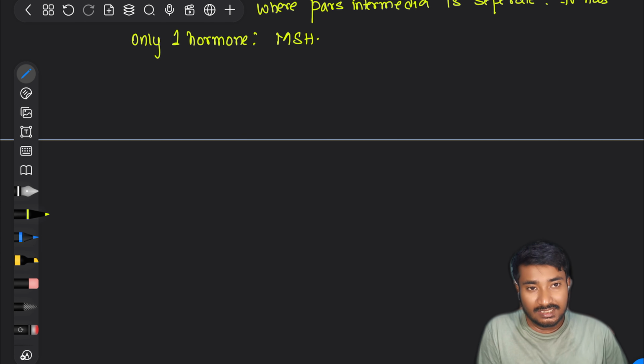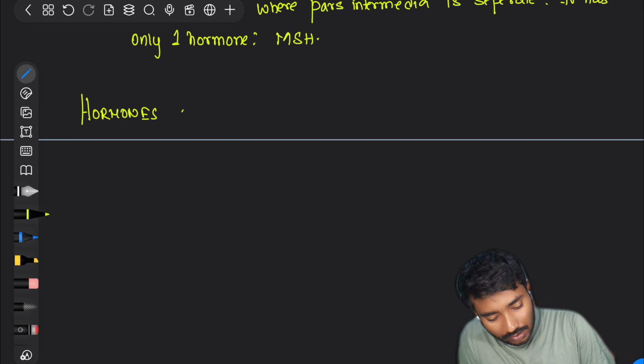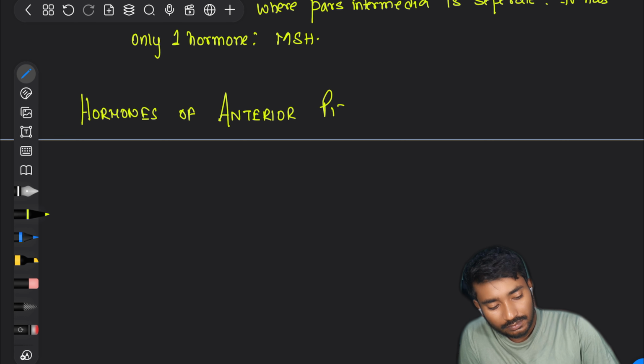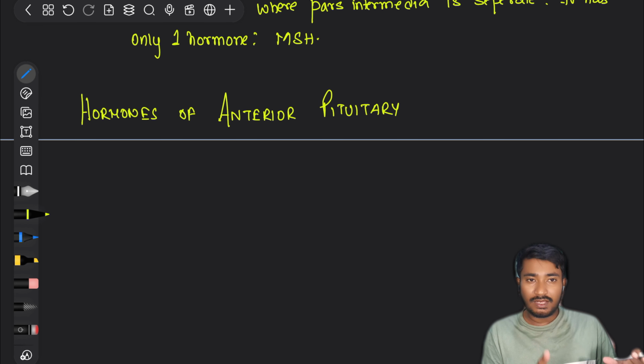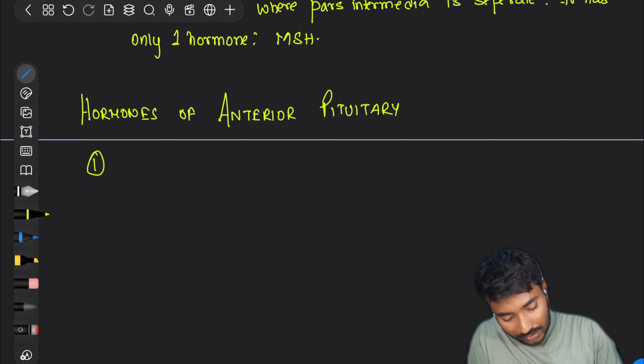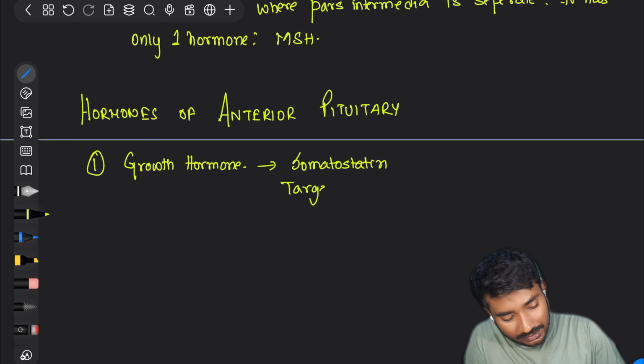Now, hormones of the anterior pituitary. So, what are the hormones of the anterior pituitary? It's a question. Now, one is the growth hormone. The growth hormone, also known as somatotropin. Its target is generalized body parts throughout the body.